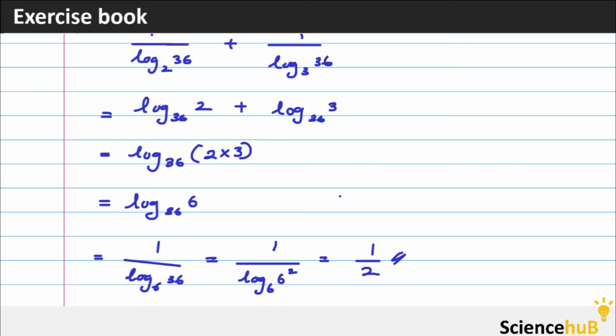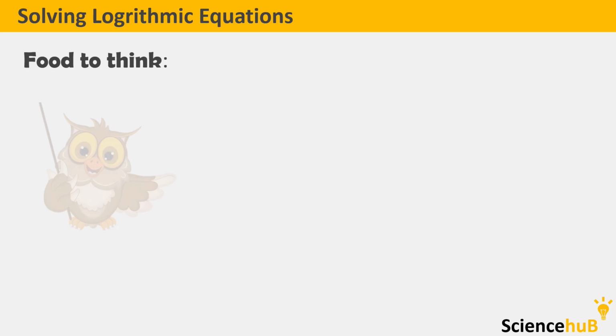I think you are now very clear about the base change formula. It is very easy. Try to use it and do these exercises by yourself, and you can check with my workouts and try to find the answer for this question.